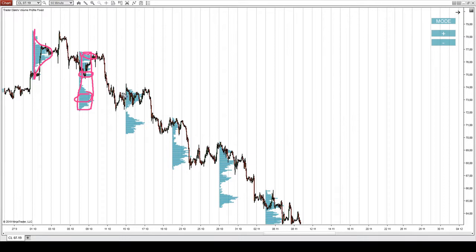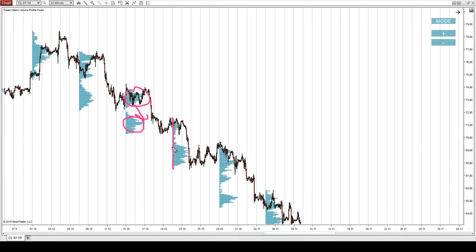Alright, the next thing that happens is sort of double distribution. In this case, it doesn't really say anything because it's not followed by the D-shaped profile. If it was, then it would be a sign of rotation, but it isn't, which means that the volumes are shifting downwards from this place to this place, sign of sellers.